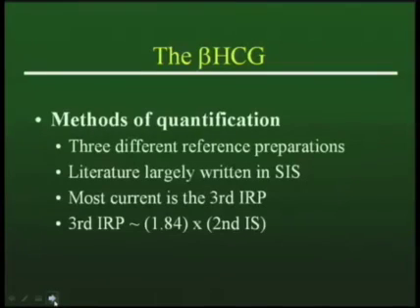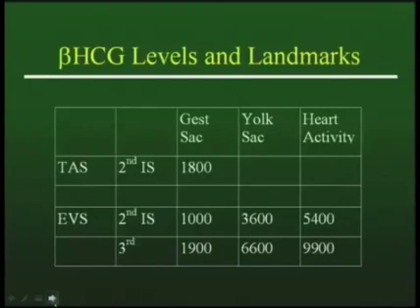As I was just saying, there is confusion. There's a first, second, and third reference preparation. I think most people do use the third at this point. This gives some of the values by way of comparing the second and the third international standard. The most important number in this chart is this one right here, and that is the level of the beta-HCG at which you should see a gestational sac, and that should be about 2,000. And I'll talk a little bit about why that's important when I talk about ectopic pregnancy.